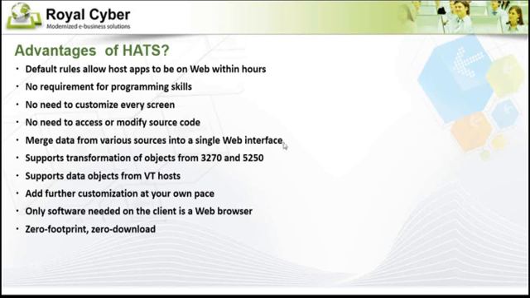Merge data from various sources into a single web interface, meaning you can combine data from multiple backend systems and integrate them seamlessly into a single web application. The end user need not know they are switching between multiple hosts, virtual terminal, or native J2EE applications. HATS supports transformation of objects from both types of green screen applications, 3270 Z series and 5250 I series. HATS also supports data objects from virtual terminal hosts.